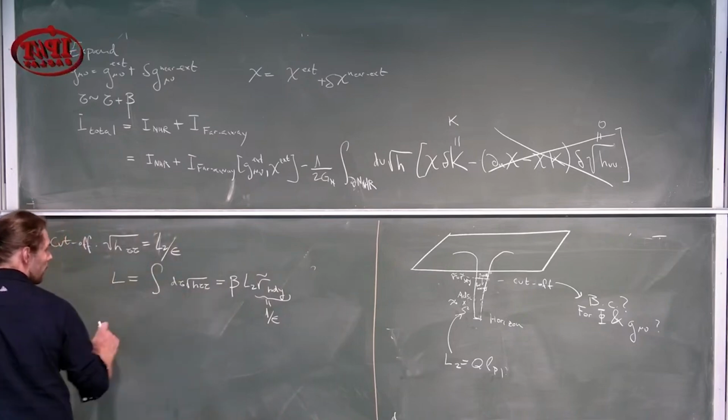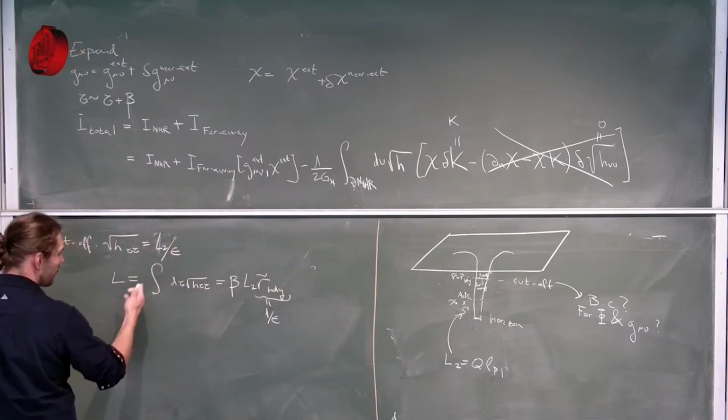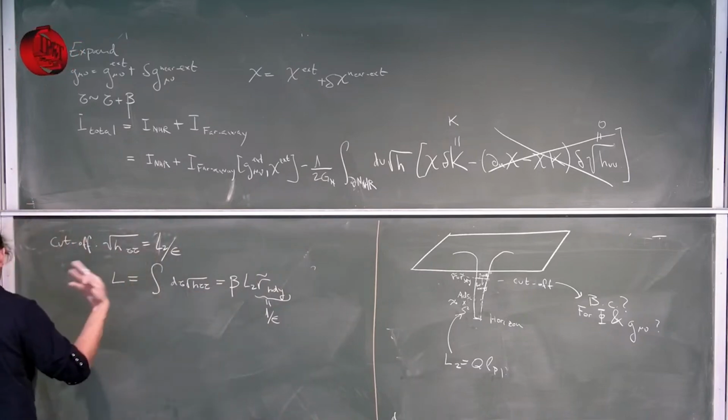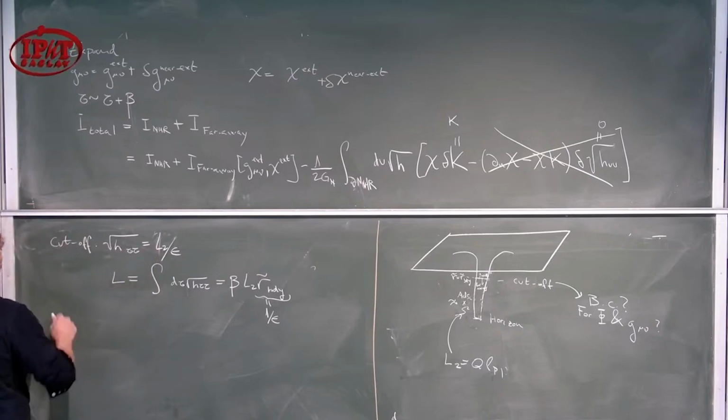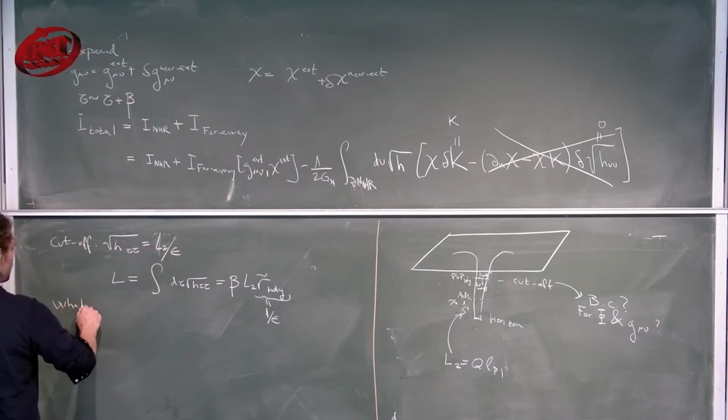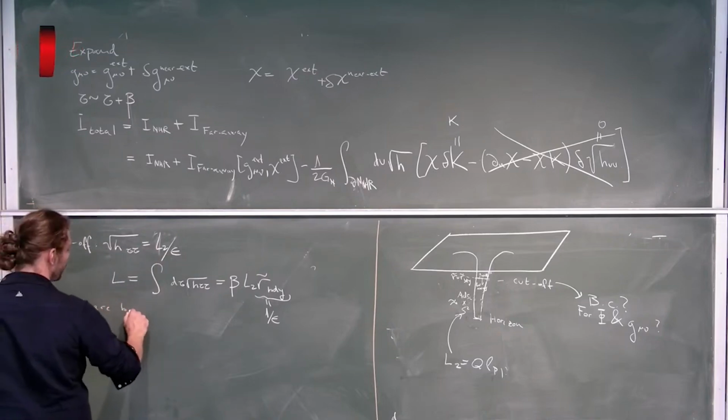Okay, so if these are the boundary conditions for the metric, what are the boundary conditions that we should take for pi?